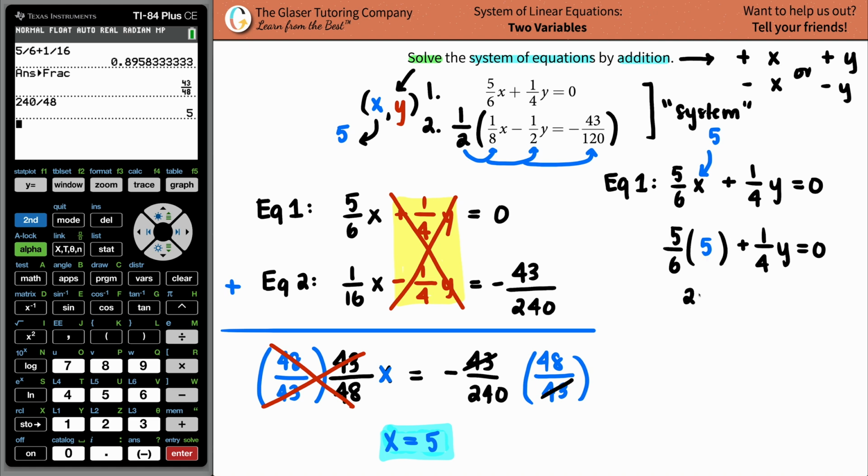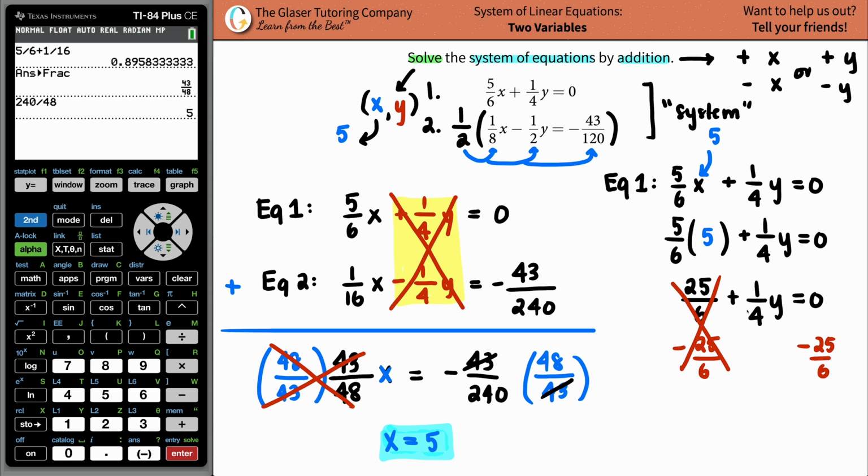I'm going to plug in the 5 for where the x was, and now let's just do some math. 25 over 6 plus 1/4 y equals 0. Let's subtract 25 over 6 on both sides. Okay, this gets bye-bye. So now we are down to, let's maybe move this up a little bit, 1/4 y equals negative 25 over 6.